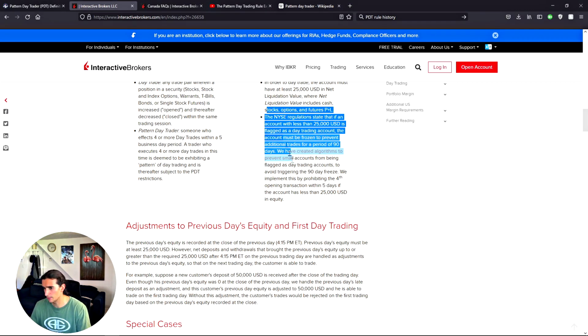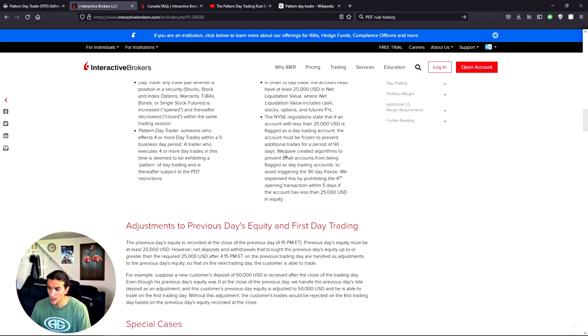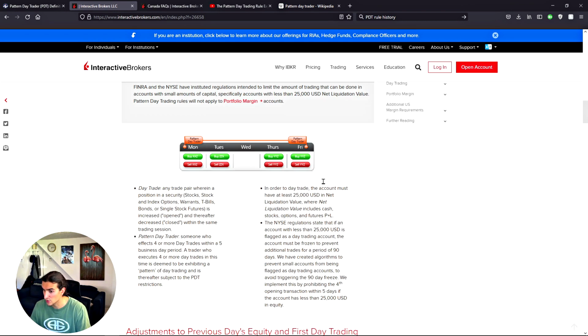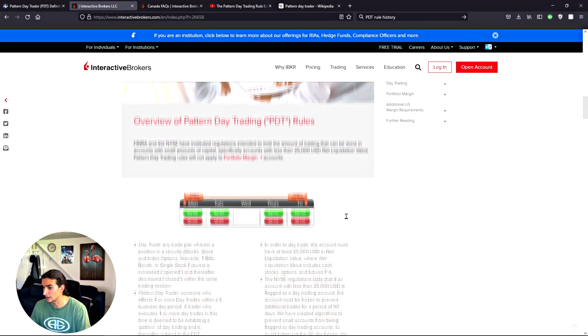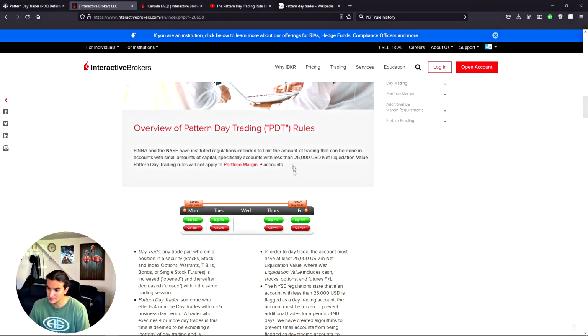So like we were saying before, if you have an account with IB, it's not even going to let you take that fourth day trade, because they're going to see that if you do take that fourth day trade, your account is going to be flagged as a day trading account, because then there's a chance that your account can get frozen. You can't even put on any trades unless you meet that minimum equity requirement of $25,000 US.